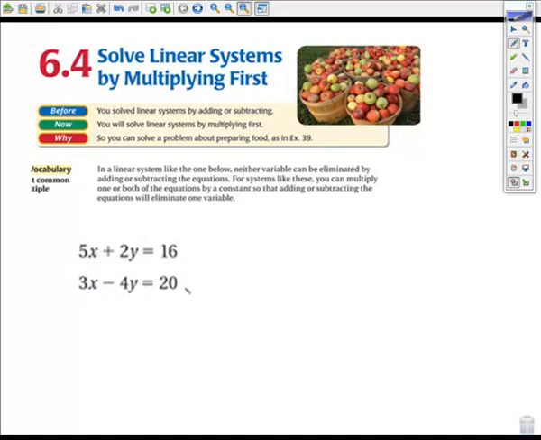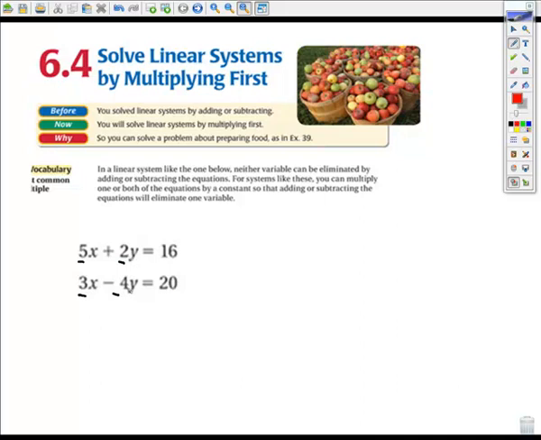And again, these are two lines, and ultimately we want to know where those lines intersect. Well, if I look here, 5x and 3x, they're not exactly the same or opposite. The same thing with 2y and a negative 4y. But if I look at these coefficients, 5 and 3, I know their least common multiple is 15. And if I look at the coefficients 2 and negative 4, their least common multiple is actually a 4. So I'm going to go with the one where I don't have to multiply as much.